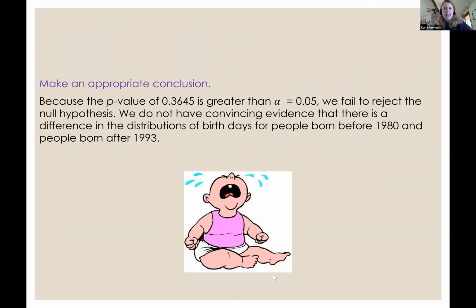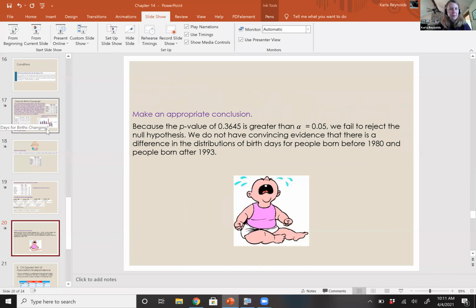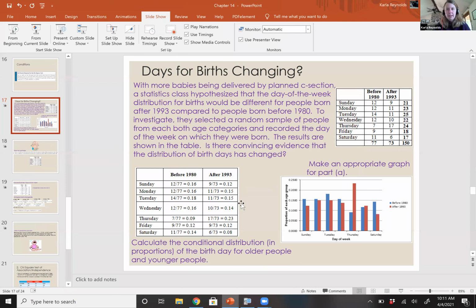So here would be the appropriate conclusion. We don't have convincing evidence that there is a difference in distribution of birthdays for people born before and after. All right, let me show you the calculator portion of this now, and I will go back to this in case you need to pause to put these numbers in.